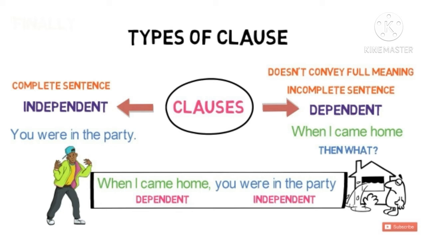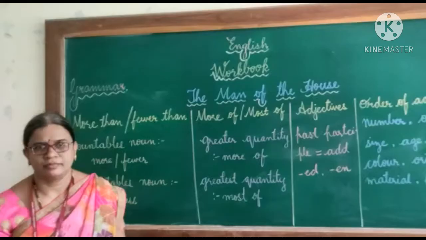Then dependent clause doesn't convey full meaning. It is incomplete sentence. For example, when I came home, the question arises, then what? The dependent clause needs an independent clause to make a complete sentence. For example, when I came home, you were in the party. One dependent clause and one independent clause together, they are making one full sentence.